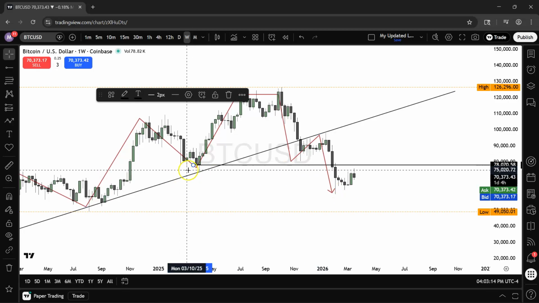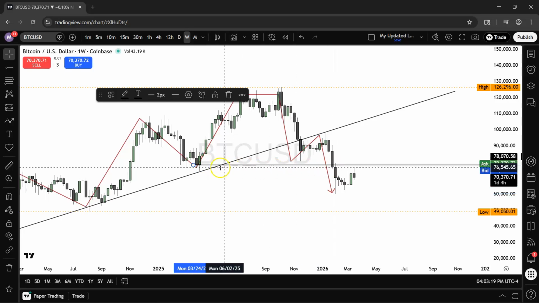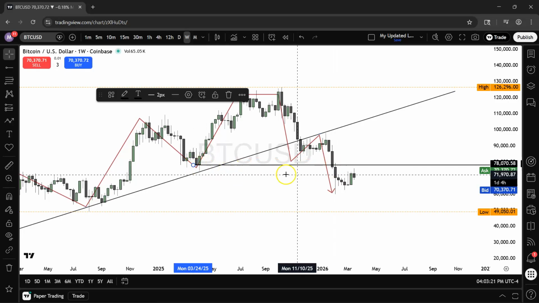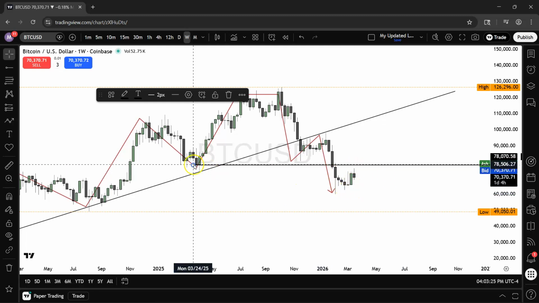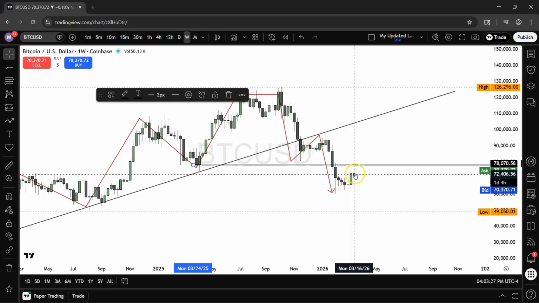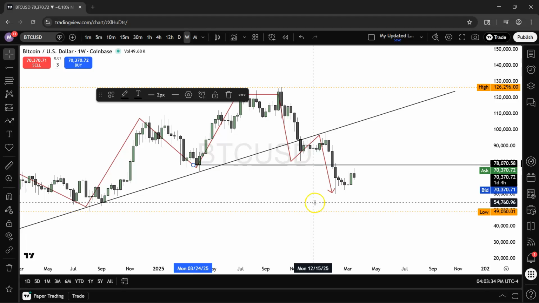Eventually, what did it do? It broke lower than this candle, hence creating a market structure shift. And what it's doing is going back, right? Going back to either hit the line or go back to the fair value gap.